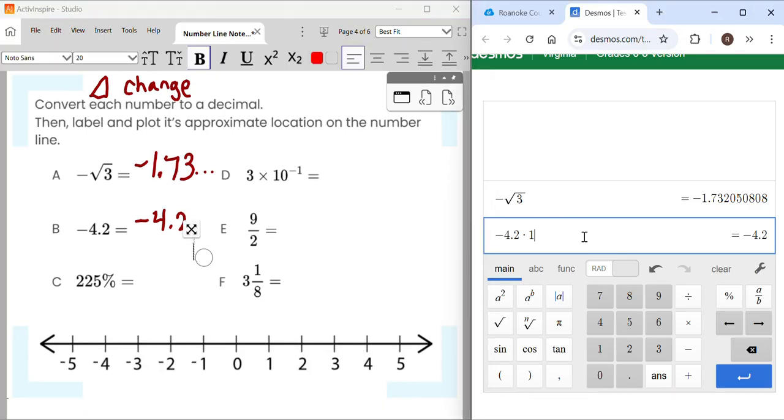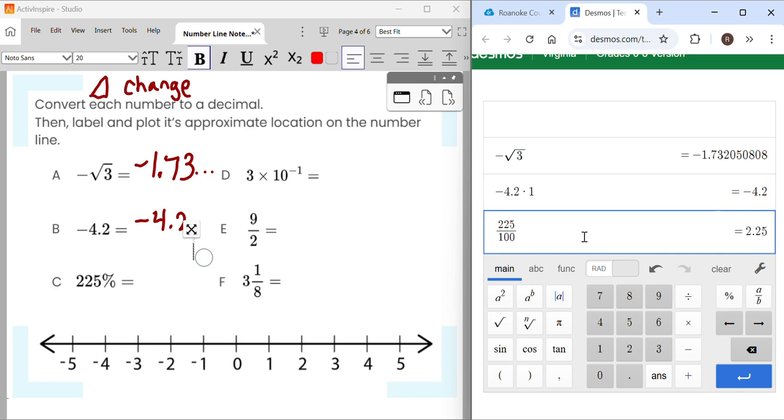Okay. Now this next one's a little bit trickier. Okay. We are going to put in 225%. To make a percent into a decimal, you have to divide by 100. So that gives us 2.25. So 2.25, excuse me, that is a decimal, not a percent. All right, so now I'm going to come over here.